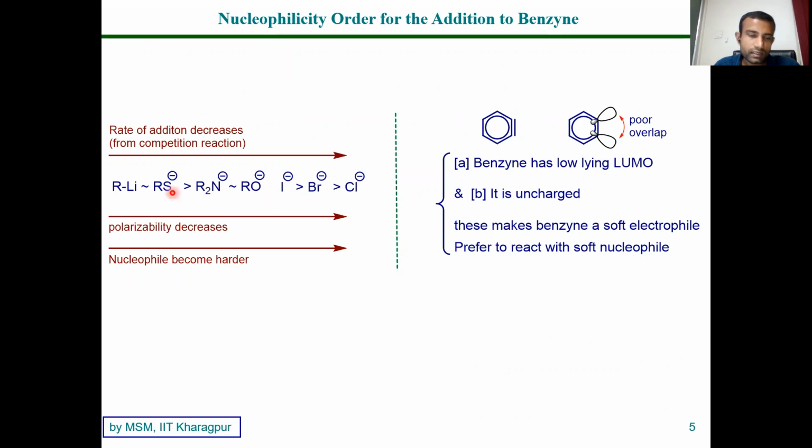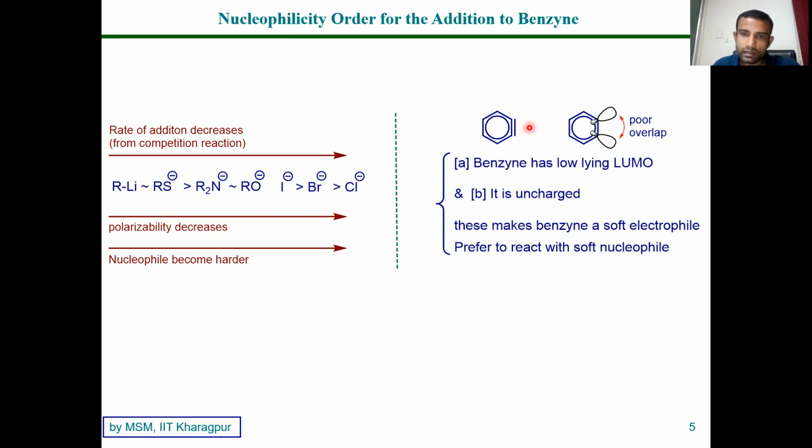Also, if we check the nucleophilicity, the reaction of benzyne with RLi or this type of sulfide is quite fast, then amide, then alkoxide. And also iodide undergoes faster reaction than bromide, than chloride. Actually, this follows that soft nucleophiles react faster with benzyne. This is the more polarizable, and also nucleophiles become much harder in this direction. From here to there, this is a harder nucleophile.